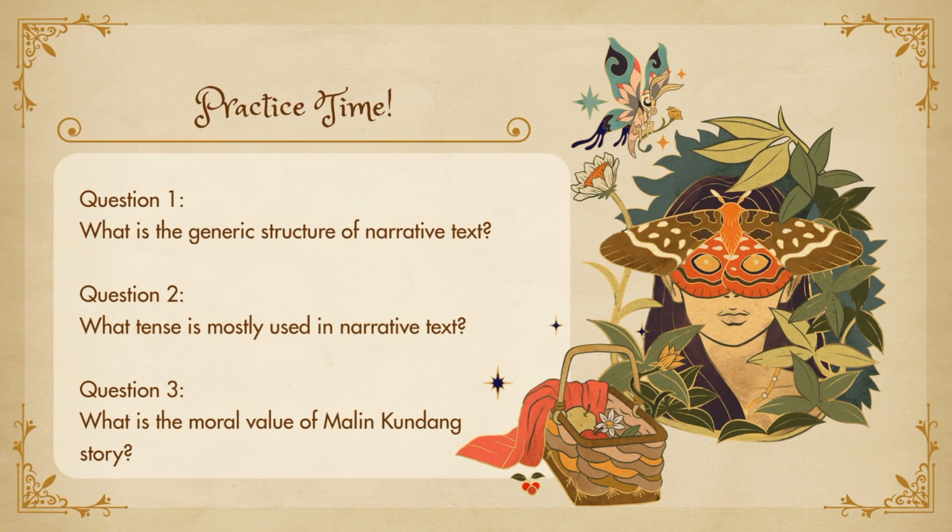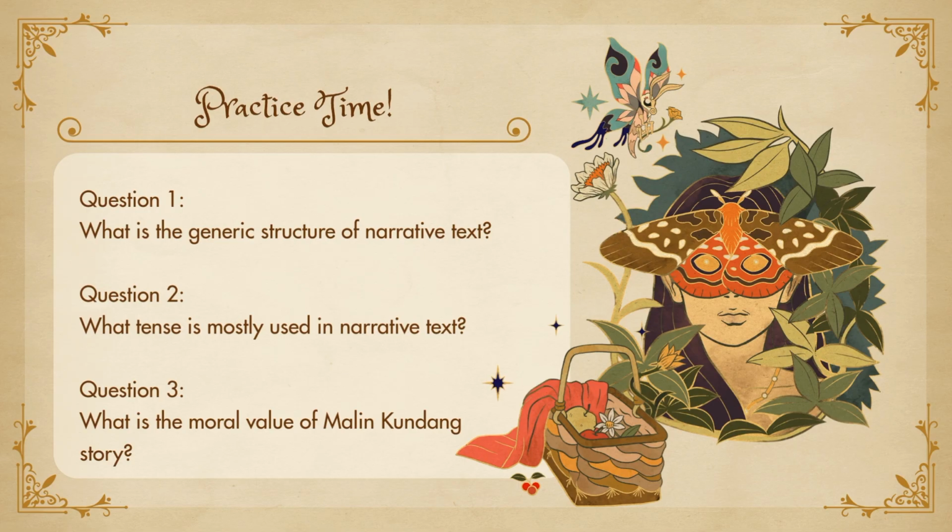Alright, now it's your turn. Let's test your understanding with some quick questions. Question 1. What is the generic structure of narrative text? The answer is orientation, complication, resolution, and moral value. Did you get it right?